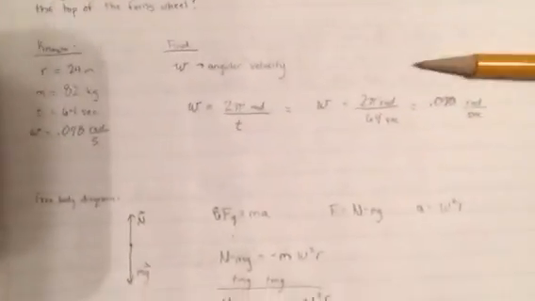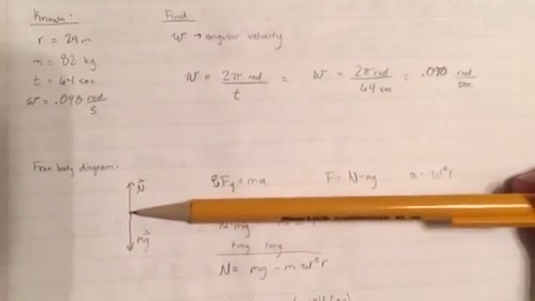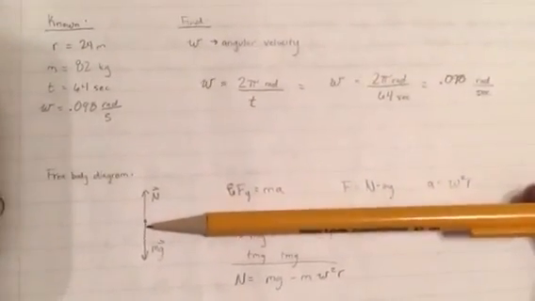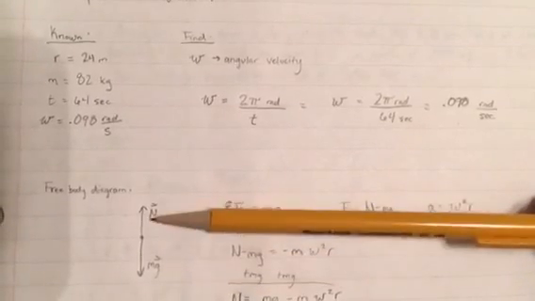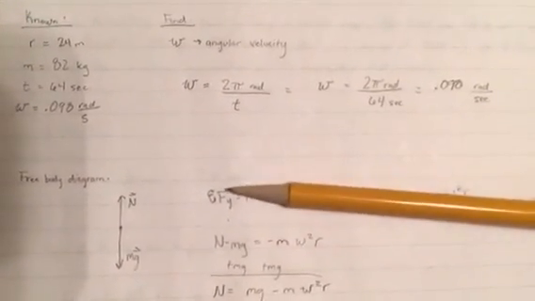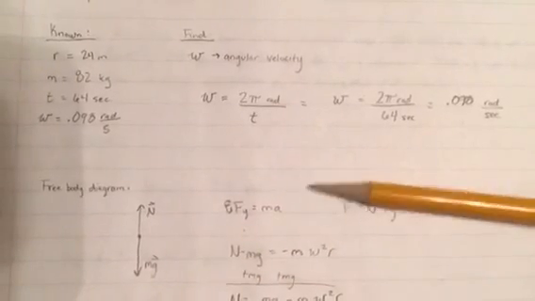So then you come down and draw your free body diagram. This is your person. His weight is down and the normal force is up. So here we have the sum of all the forces in the y direction equals the mass times acceleration.